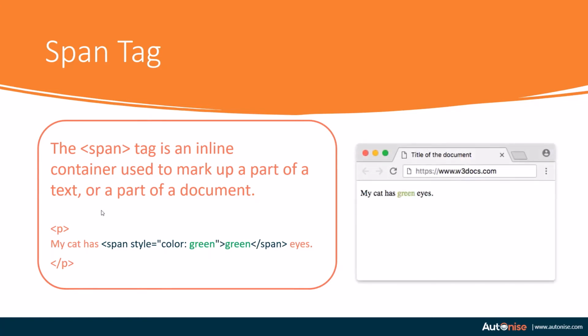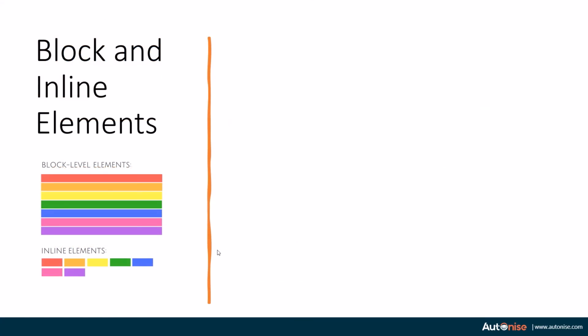The output of this code would look like this. Don't worry if you have not seen this CSS code ever. We'll have a look at them in another session. So, what is the difference between a div and a span tag? Both of them are used to enclose some content. The main difference is that the div tag is a block element, whereas the span tag is an inline element. What do these terms mean?